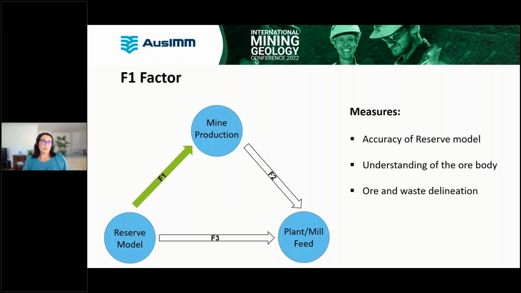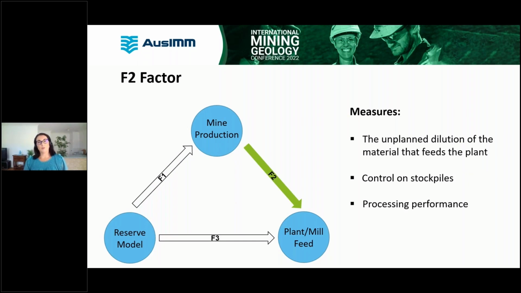A high value of the F1 factor, so think about a ratio, absolute perfect result would be 1, and I would never expect to see a 1. If there's a 1, there's something dodgy going on because we've got different measures at all stages. But a high value, so anything greater than 1, let's hope it's 1.05, indicates that the reserve model was conservative. Okay? Whilst a low value of the F1 factor, so less than 1, would indicate that there's optimism in the reserve model.